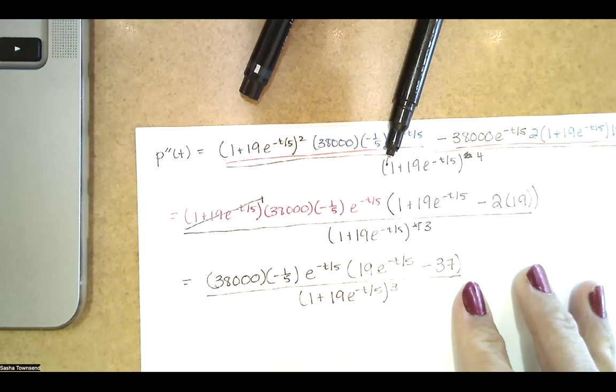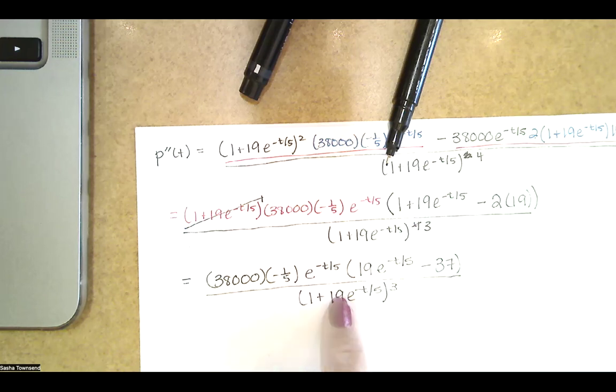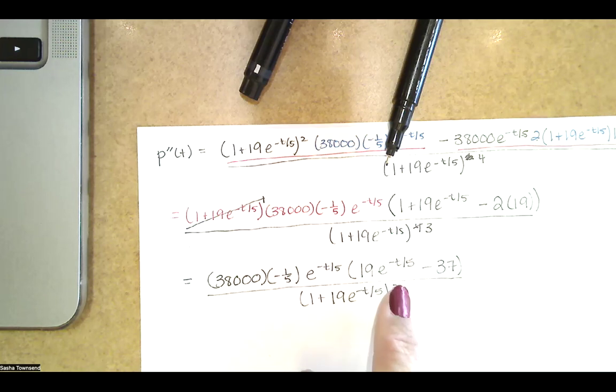And then the question becomes, well, when is p double prime equal to 0? Well, this constant's never 0. This constant's never 0. Exponentials are always positive. And this is an exponential times 19, so it's still positive. Then we add 1 to it, so it's positive. Then you take this positive number and you cube it, and it's still positive.